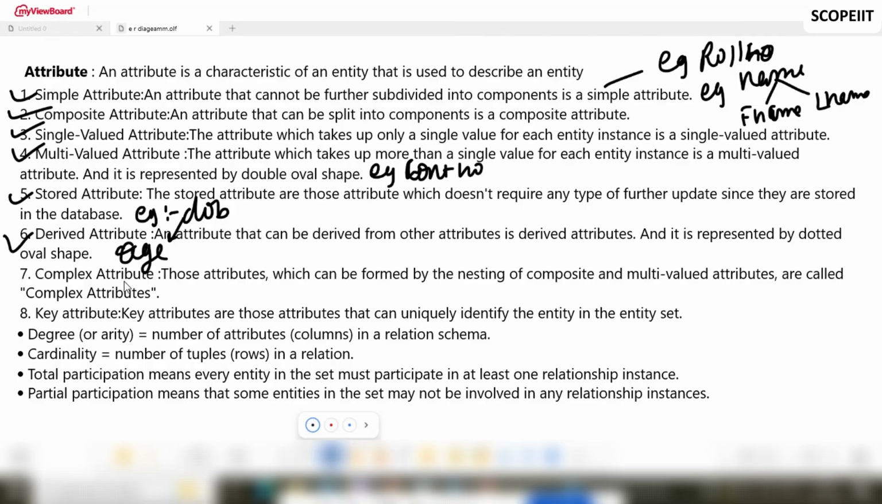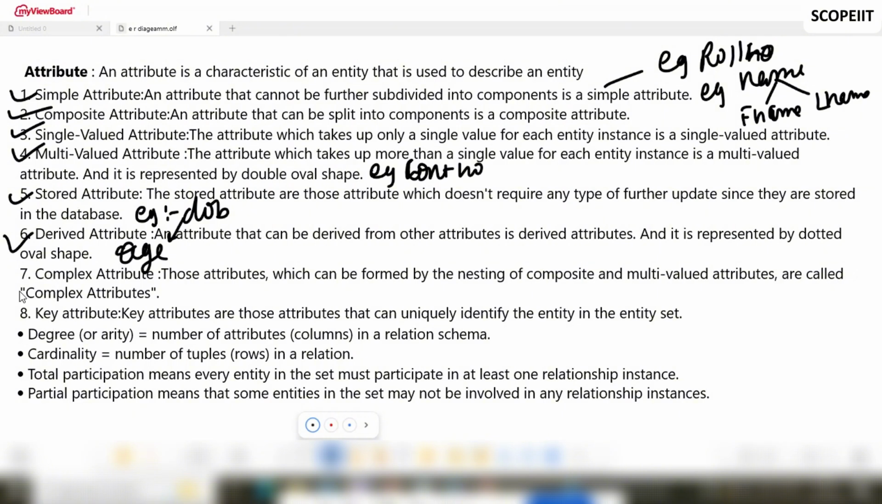Next is a complex attribute. Those attributes which can be formed by the nesting of composite and multi-value attributes. So if you are nesting the composite attribute as well as the multi-value attribute, then that is known as a complex attribute. That means the attribute which is composite as well as multi-value, we can call it a complex attribute.